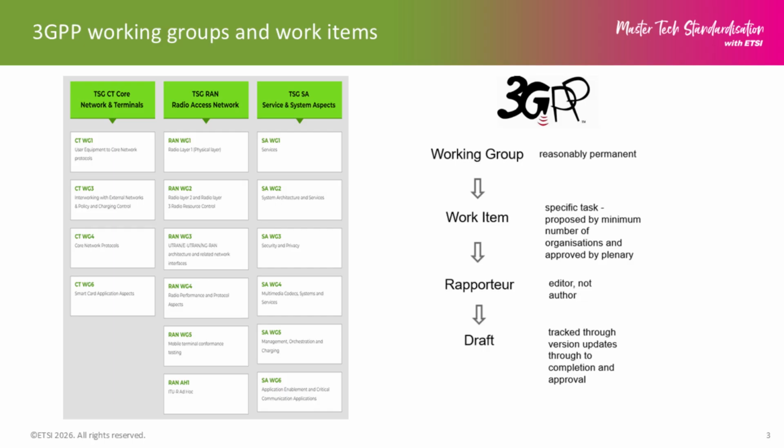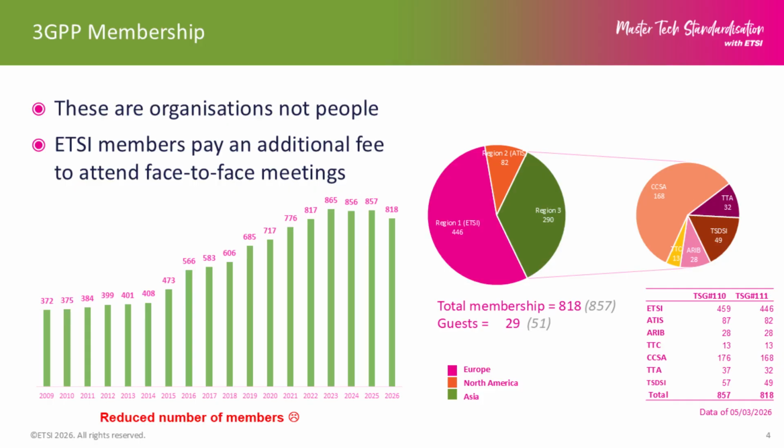3GPP work in a very similar way to ETSI. We have work items, and from these specifications are written. One thing to note is that there's a large number of individual members who take part in these discussions. As you can see from ETSI, there are about 446 members. The first thing to note here is that it's actually a lot lower than the total number of ETSI members, so not all ETSI members take part in 3GPP.